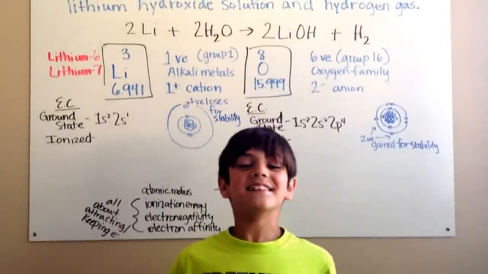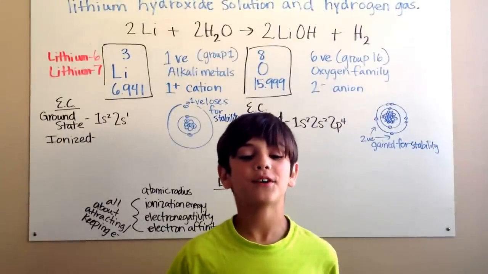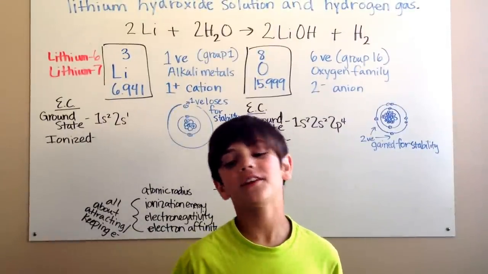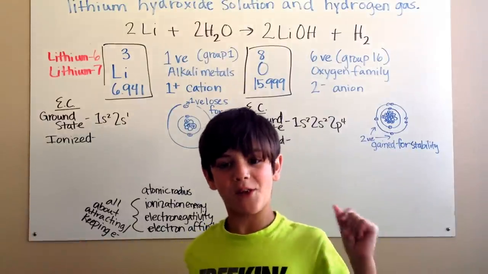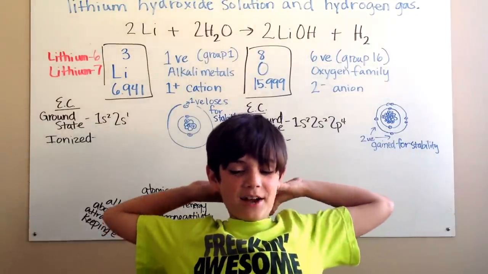An isotope, isotopes are some elements with a different number of neutrons, therefore having different atomic masses.